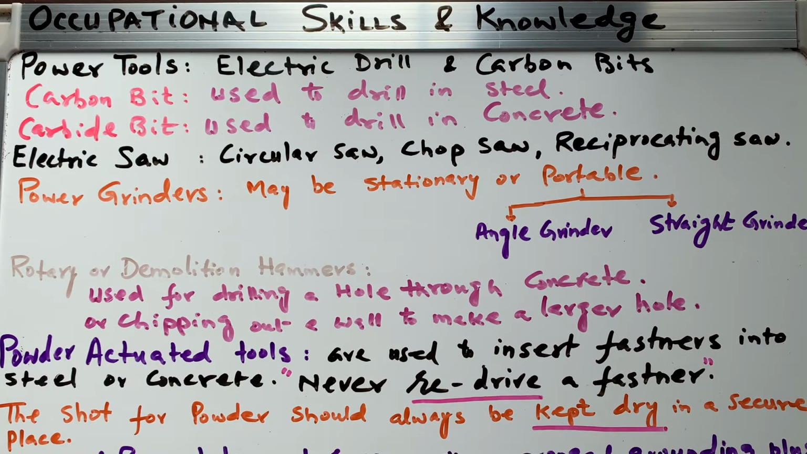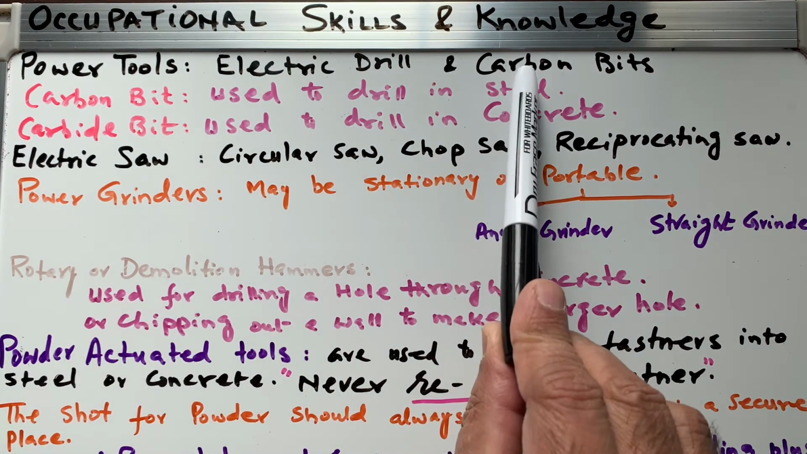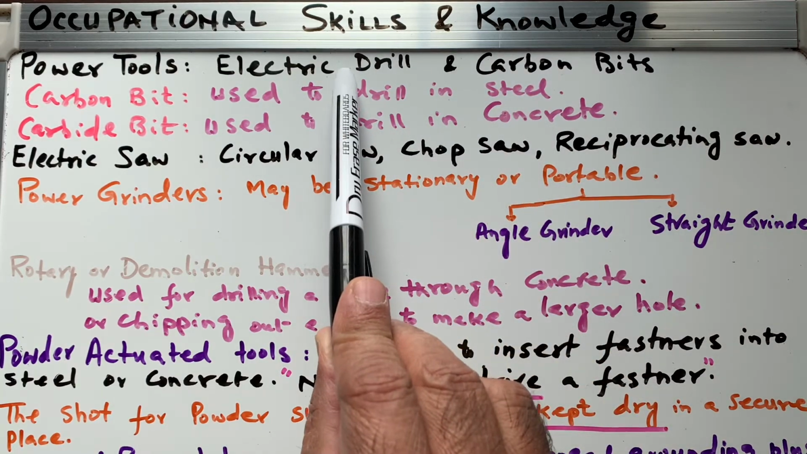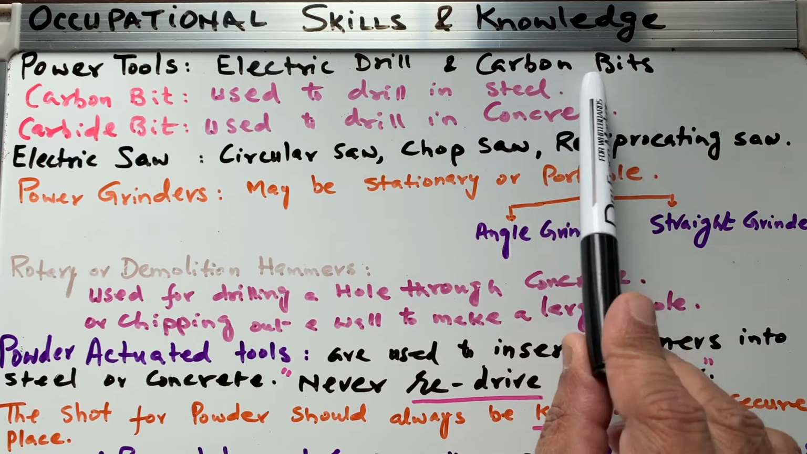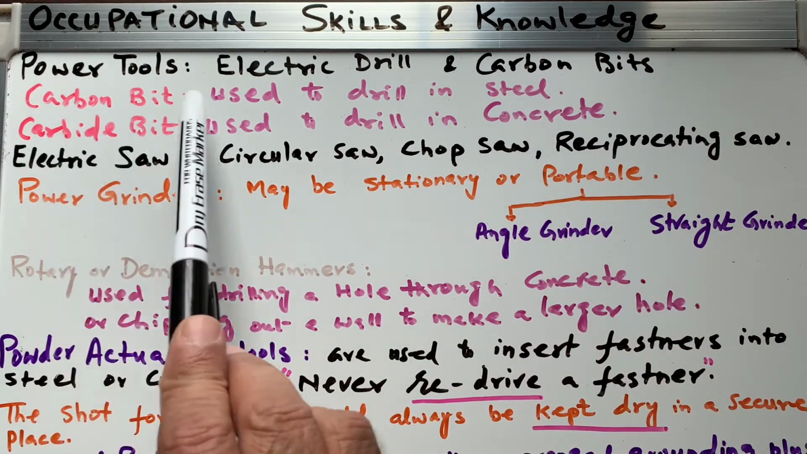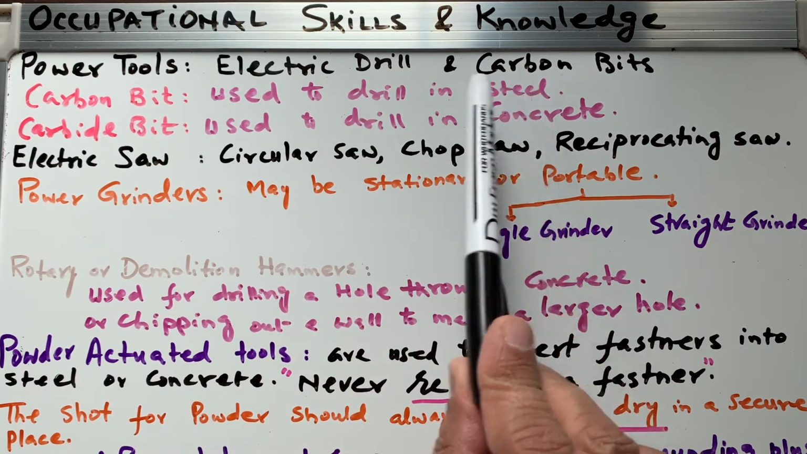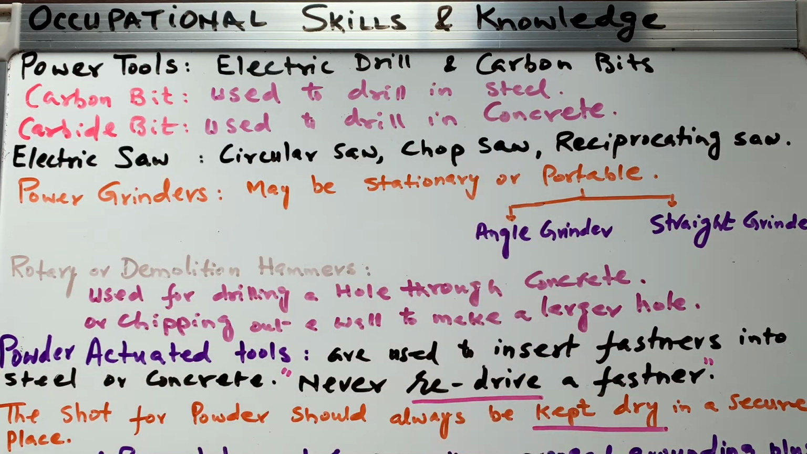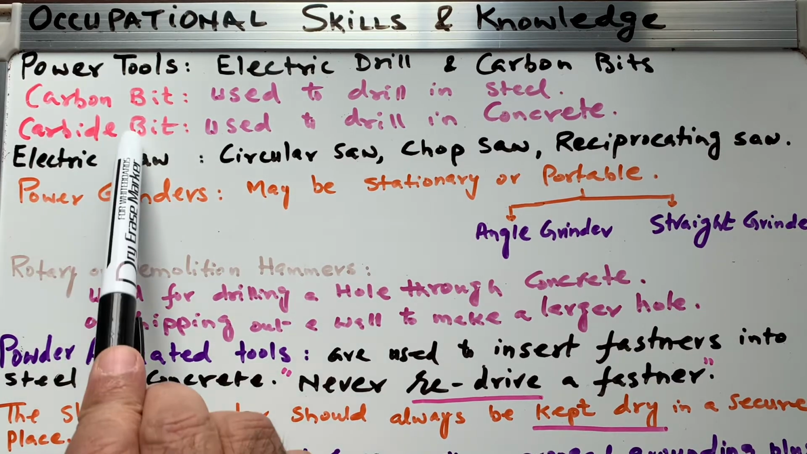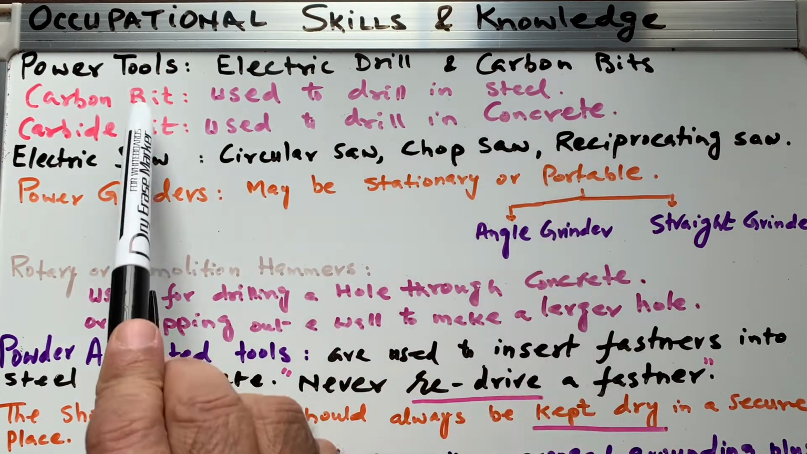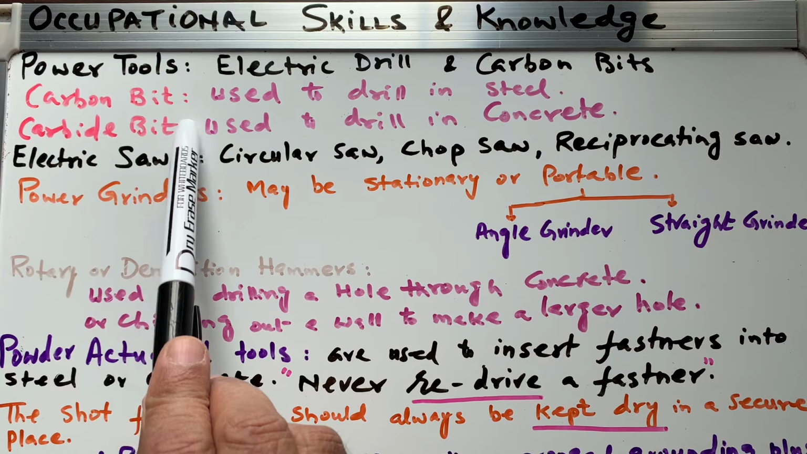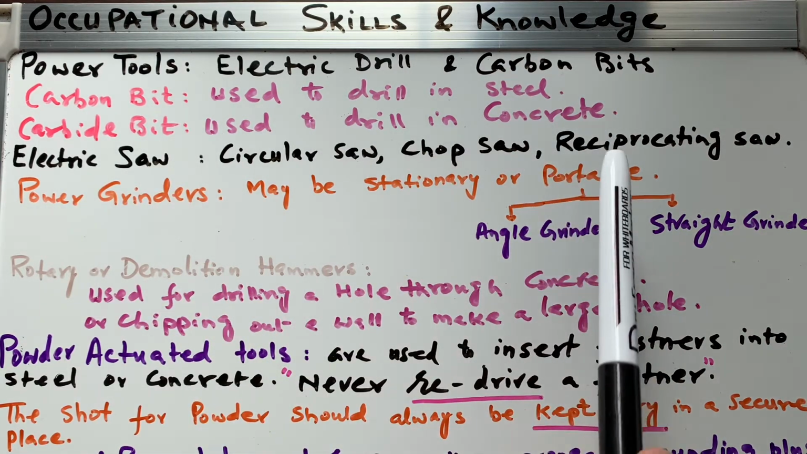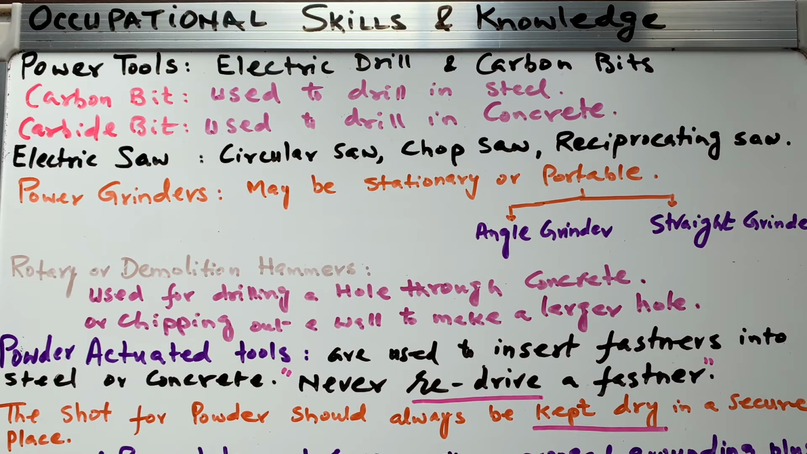And then the question which is usually asked in the exam is about the bits. So electric drills have drill bits, right? And the most common is carbon bits. Carbon bits are used to drill in steel. Carbide bits are used to drill in concrete. So this is always in the exam, right? Carbon bit used to drill in steel. Carbide bits used to drill in concrete. Please remember, right? These are the 2 points which I put on the board.